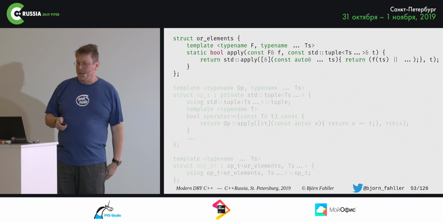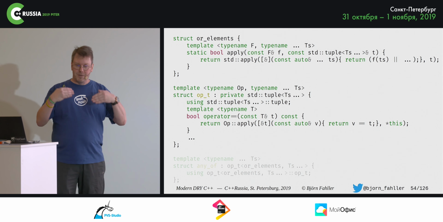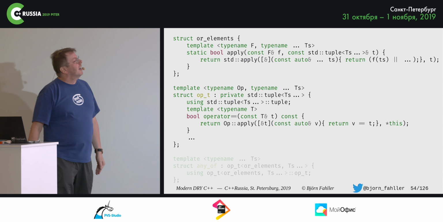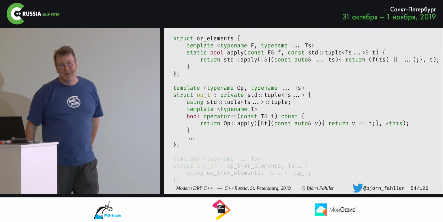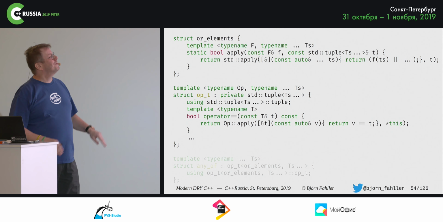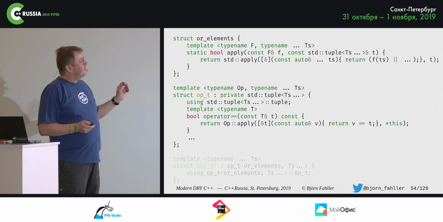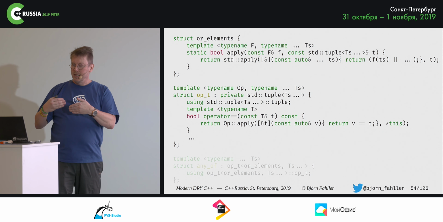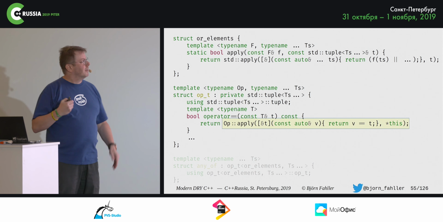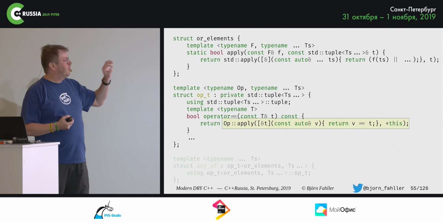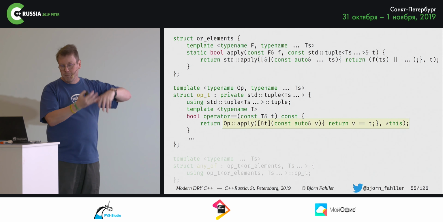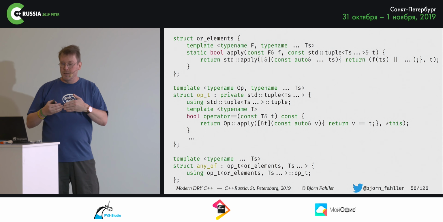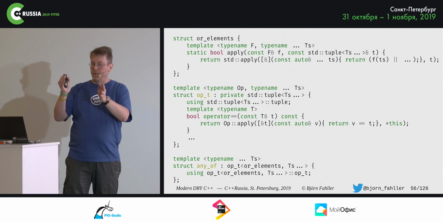And it's the same implementation as before. And then I have this opt, and Kate Gregory is going to give me a very stern talking to about my namings. But bear with me, these are implementation details. The users will not see it. So I have opt that takes an operation and the t's, and it's pretty much the same as before, but you see this operator equal equals now calls op::apply. So this is good. So any of now inherits from opt of or elements.